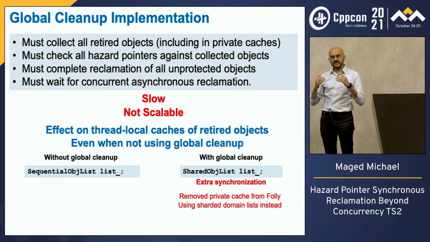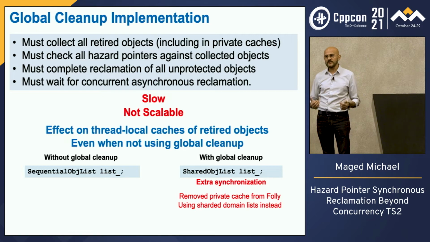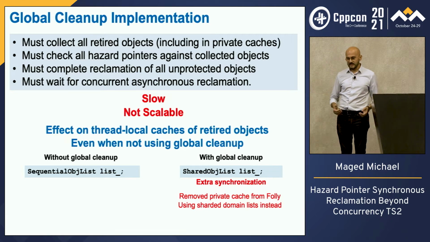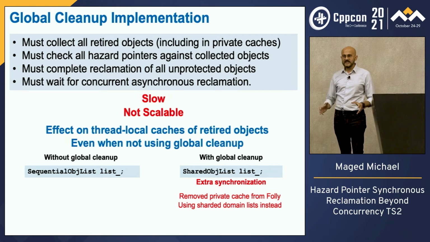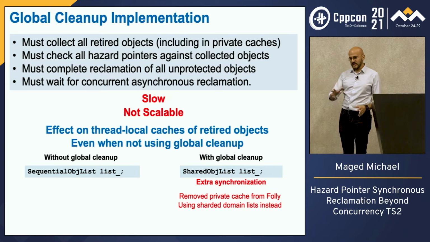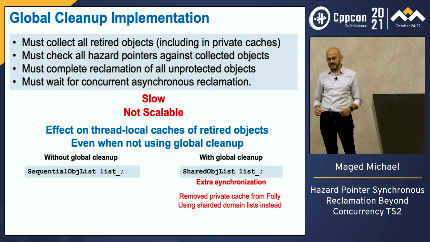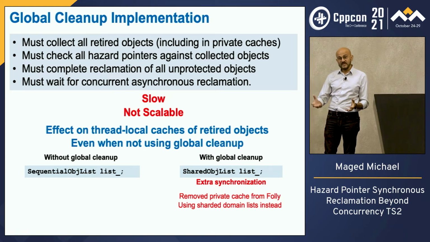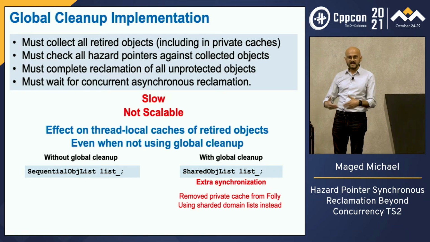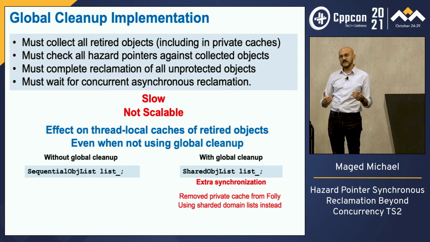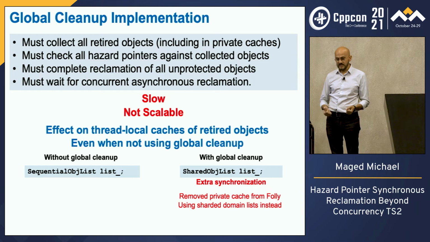So we want to guarantee that we're waiting for it before we return, because that's the promise we give for global cleanup. So it is scalable. It's definitely not scalable. It's slow and not scalable. There's also another extra overhead: even if we don't use global cleanup at all, we're actually causing a slowdown for the regular use case.